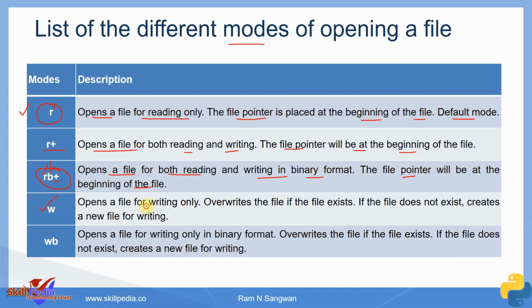w, open the file for writing only. Overwrite the file if the file already exists. If it does not exist, create it. wb, write but in binary format. Open a file for writing only in binary format. Overwrite the file if it exists. If the file does not exist, create it.